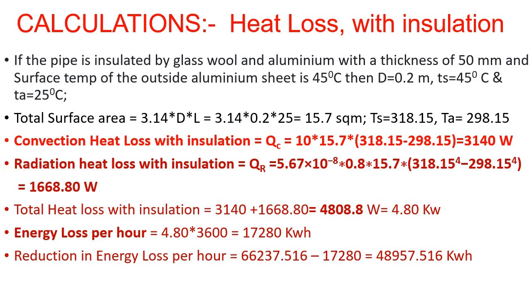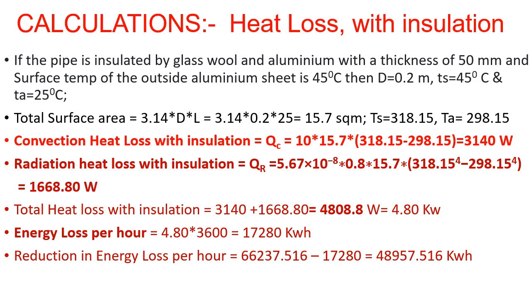The temperature of the pipe surface would come to be 45 degrees centigrade and the atmospheric temperature would be 25 degrees centigrade. The total surface area we calculate, it will be double, so that comes out to be 15.7 square meters. The atmospheric temperature and the surface temperature have been converted into Kelvin. So the convection heat loss with the insulation, using the same formula that was used in the last calculations, comes out to be 3140 watts.